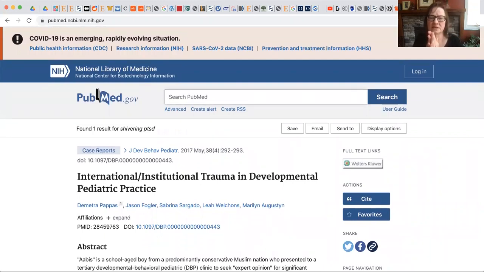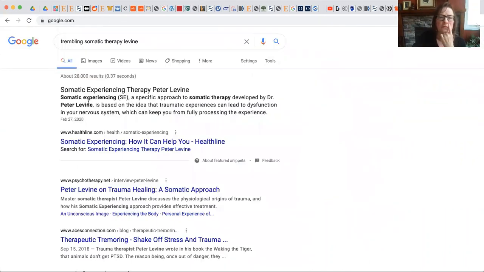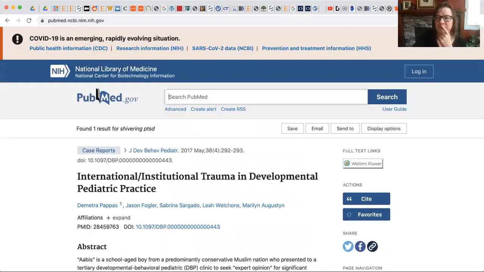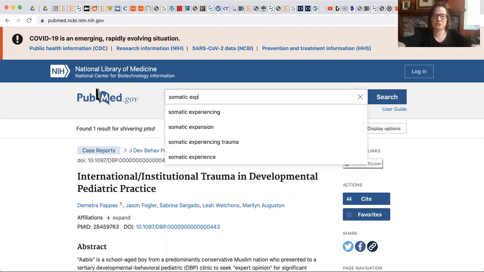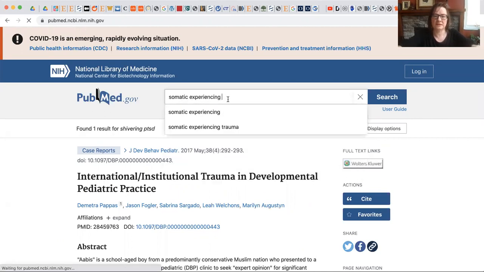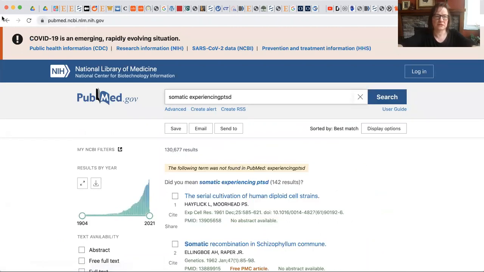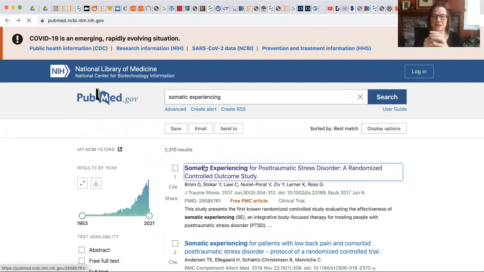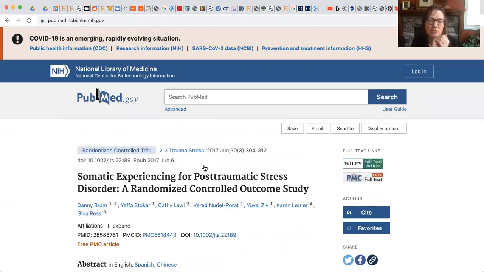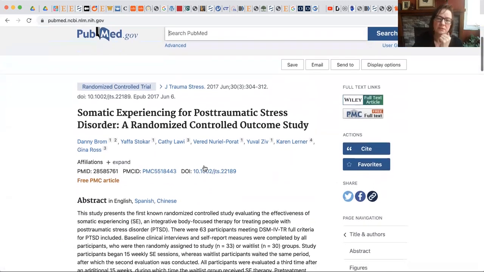I'm looking for PTSD. And so now I'm going to think, all right, so back when I was looking at the Google, there's this term somatic experiencing. Maybe that's what I need to look at. Maybe I need to use that term instead of trembling. So I go somatic experiencing, and PTSD. Actually, let's go back. That first one, somatic experiencing for post-traumatic stress disorder. So great. This is exactly what I want.